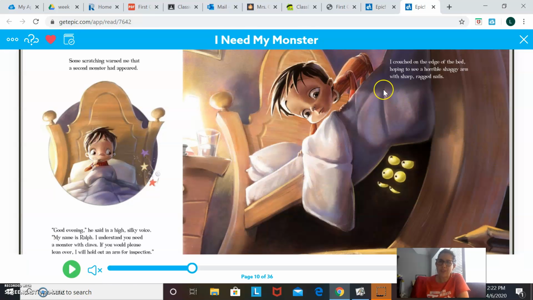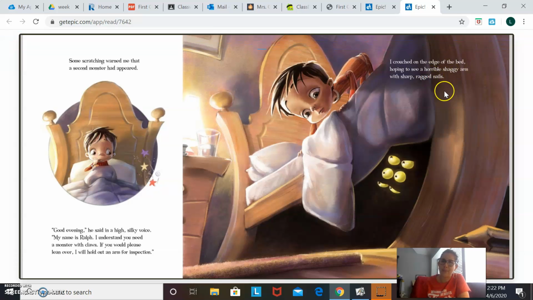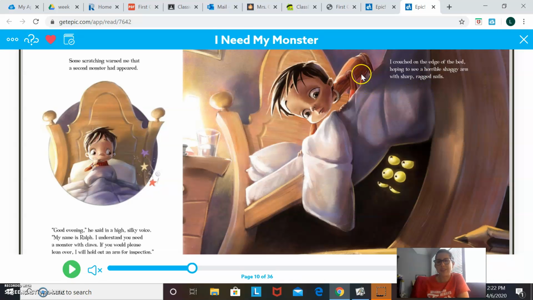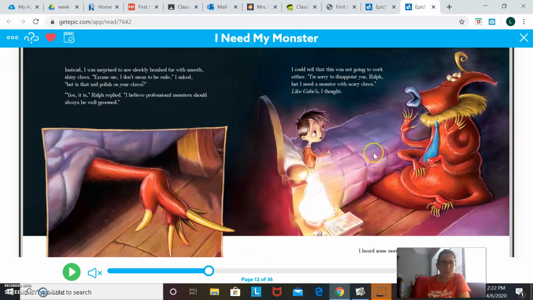So, if I come to this page, the sentence says, I crouched on the edge of the bed, hoping to see a horrible shaggy arm with sharp, ragged nails. How did he describe the arm? He said horrible, shaggy arm. Let's think about how he described his nails. Sharp and ragged. If I leave those words out, let's listen to see what it sounds like. I crouched on the edge of the bed, hoping to see an arm with nails. Not very descriptive, is it? And not very fun. So, one more page I want to share with you here.